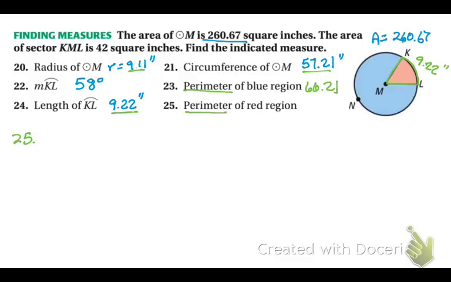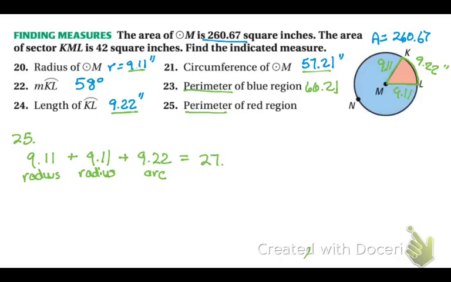So in order to find the perimeter of the piece of pie, we need our two radii. Remember, this is 9.11. So we're going to add those together, plus 9.22 inches for the arc. Radius, radius, arc. And that is going to equal 27.44 inches.